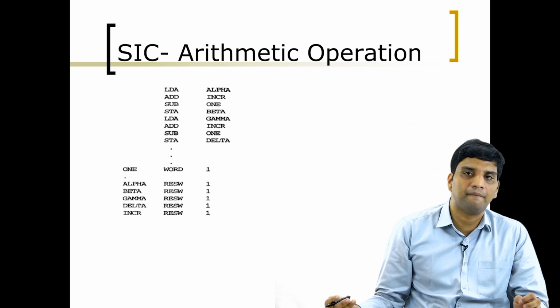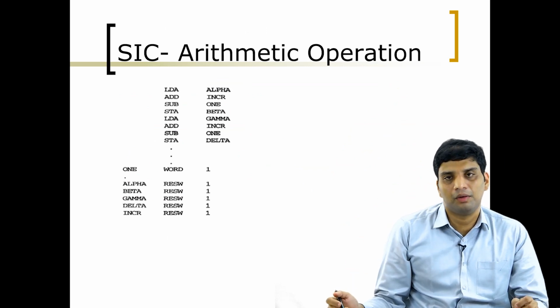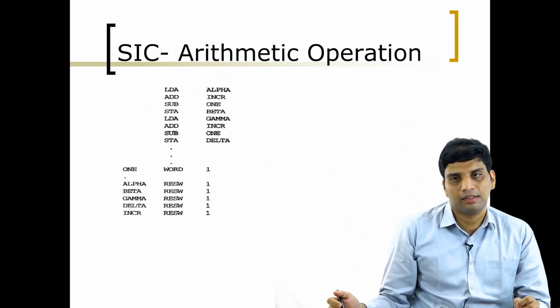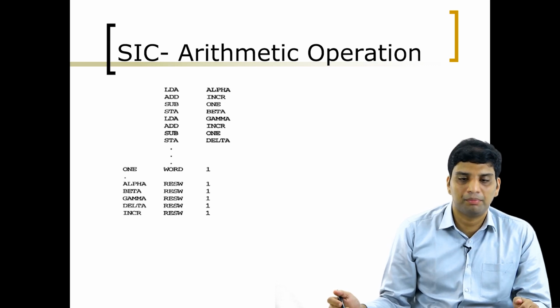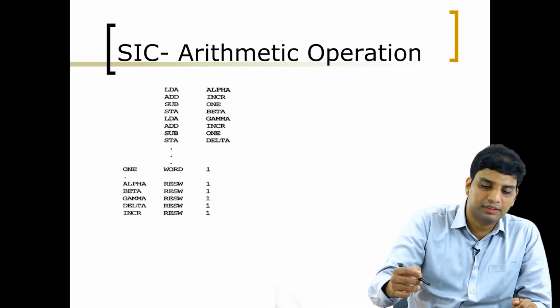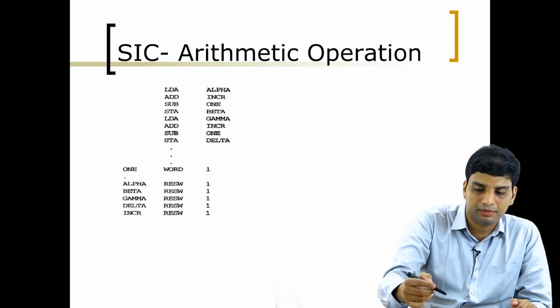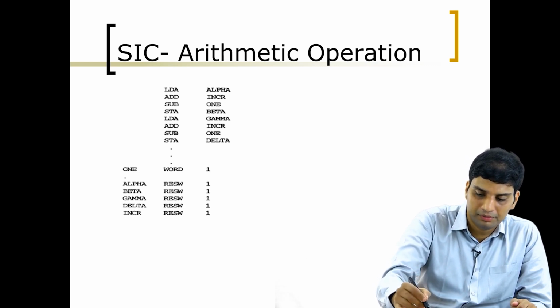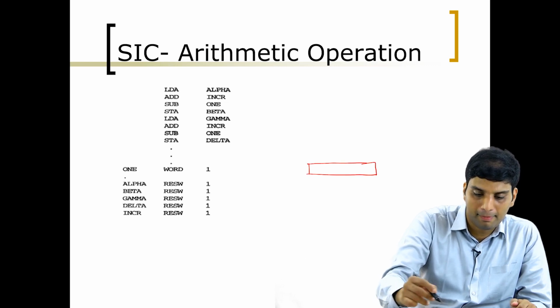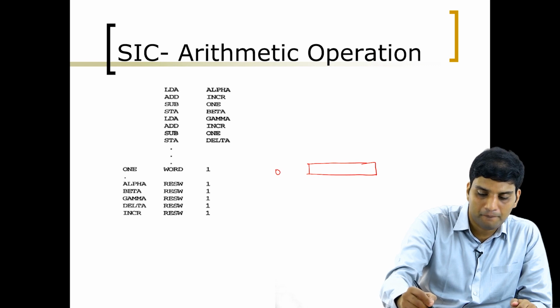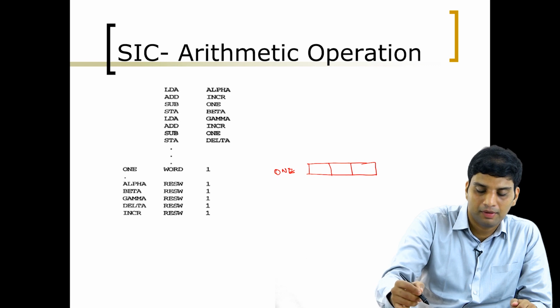So next, we are going for an arithmetic operation. Arithmetic operation means it can be addition, subtraction, and all those things. So first, consider you have a word. The name of the word is 1, and it contains the value 1, 0, 0, 1.